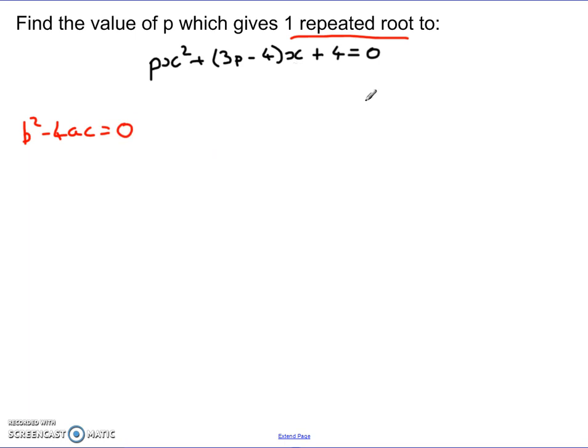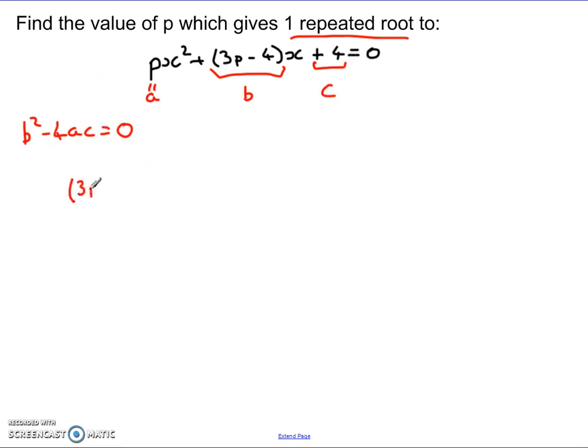From this, I have to take my a, b and c, plug them into here and solve the equation. So looking at this, I know that a is going to equal p. This part here, the 3p minus 4, that's going to be my b. And my plus 4 here, that's going to be my c. So I've got all three parts I need now for my discriminant. It's now a case of just plugging them in.